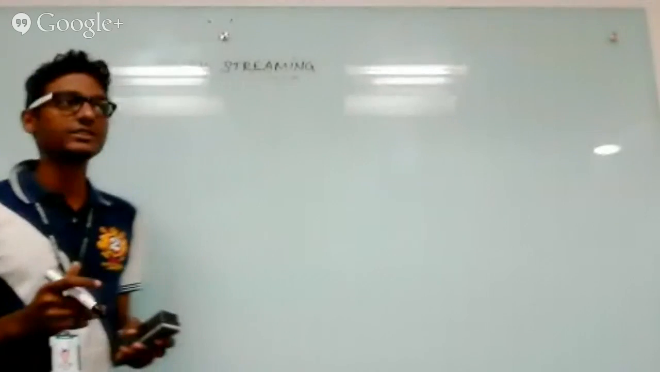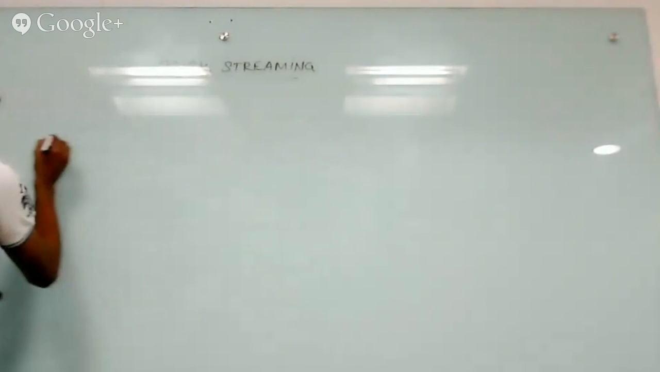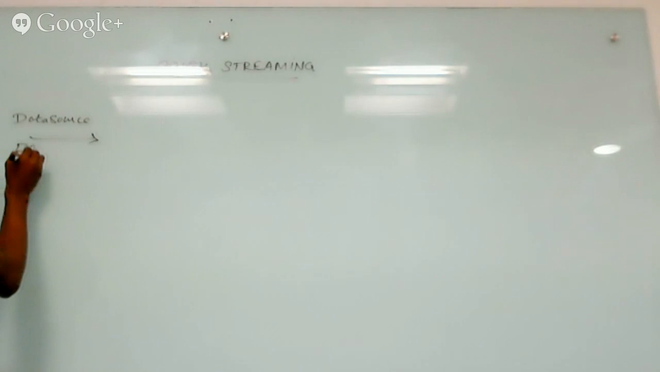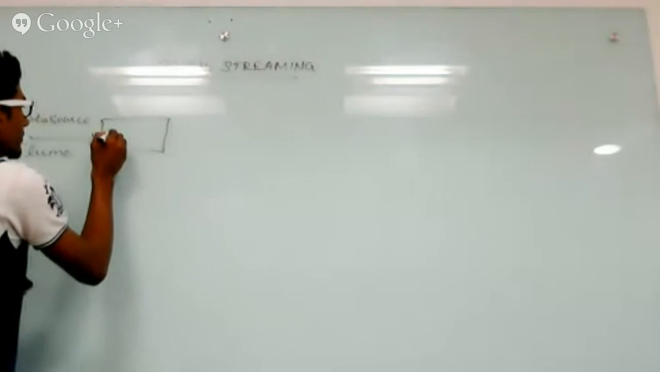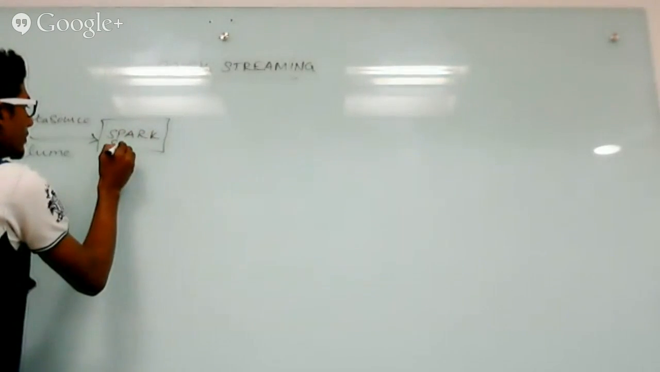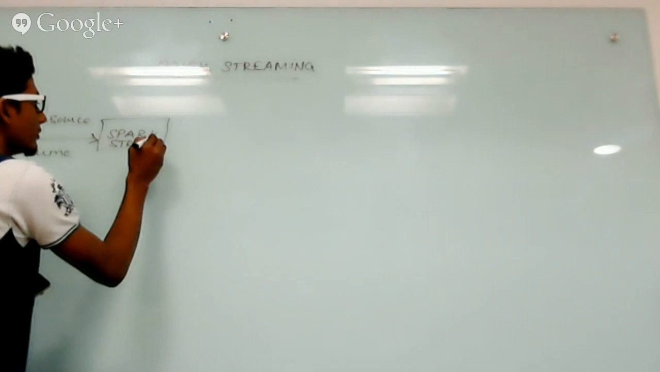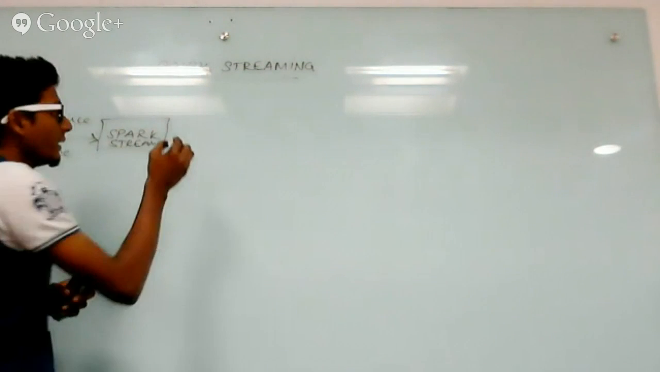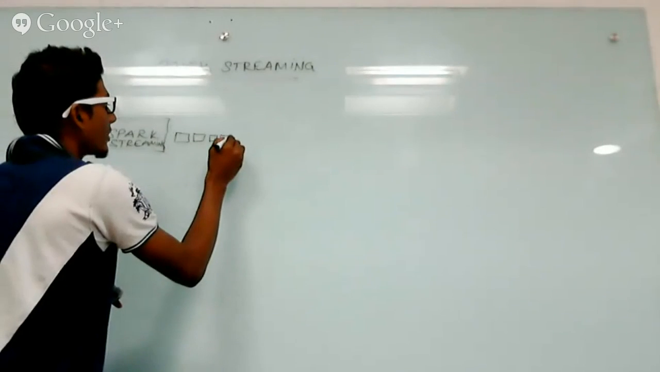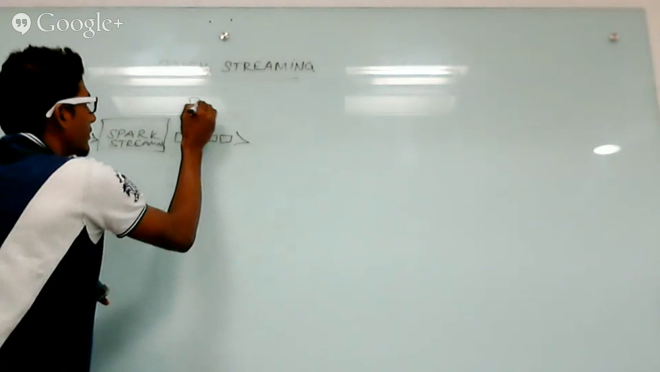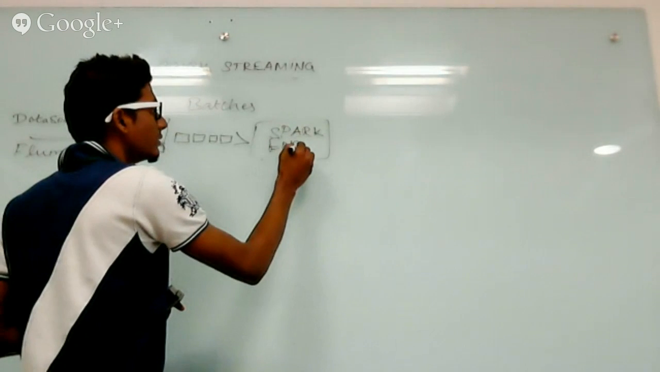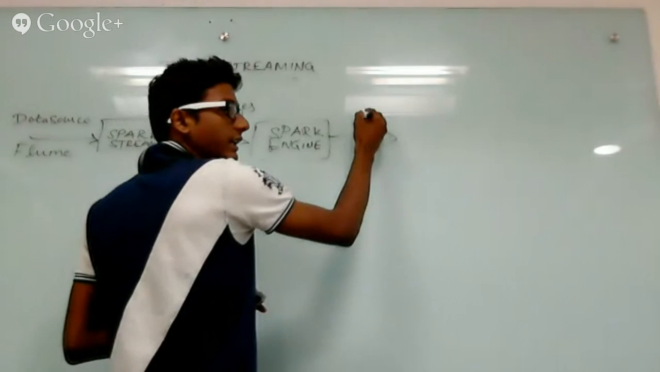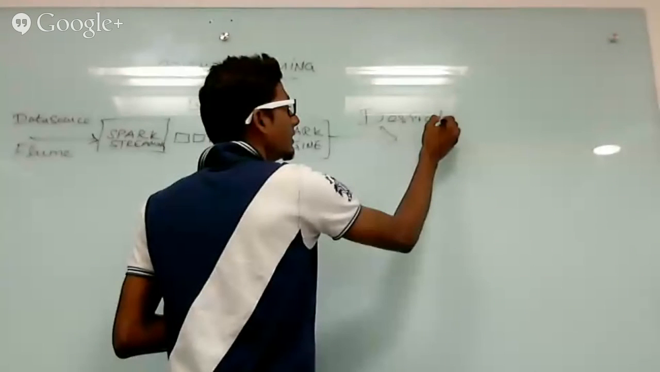So, this is how the internal flow takes place. The input data stream can be from any of your data sources. Let's consider Flume: from Flume, you take your input data. When you process the data in Spark Streaming, you get batches of processed data. When you give those processed batches into your Spark engine, you get your desired processed data.